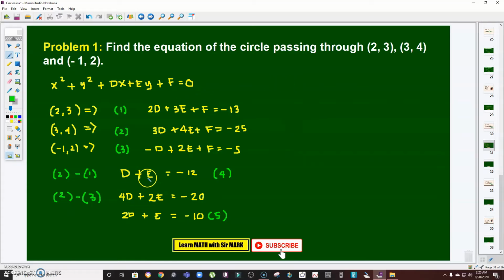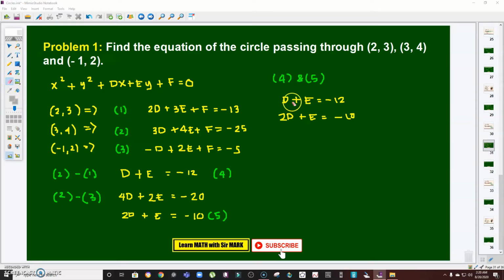So this time, either we eliminate d or e. Okay? So to do it, work on equation 4 and equation 5. So let me rewrite it. So d plus e equals negative 12, while the fifth equation is 2d plus e equals negative 10. Okay, so what are we going to do here? Okay, let me erase it.